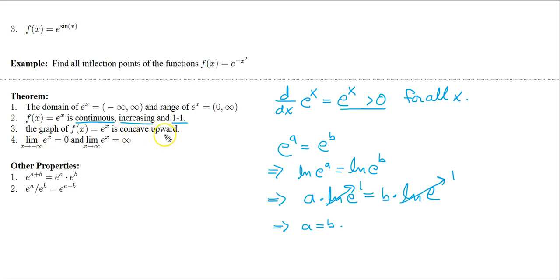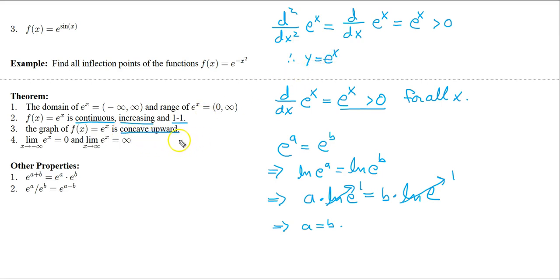The graph is concave upward. All we need to do is show that the second derivative is positive. Well, the second derivative of e to the x: I know that the first derivative of e to the x is e to the x, so the second derivative is going to be the derivative of the first derivative, but that's just e to the x. And I know that this is positive for all x, therefore y equals e to the x is concave upward, because the second derivative is always positive.